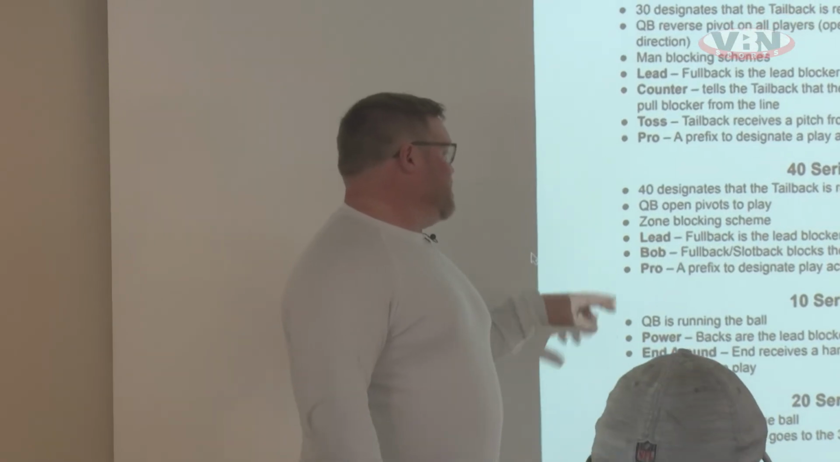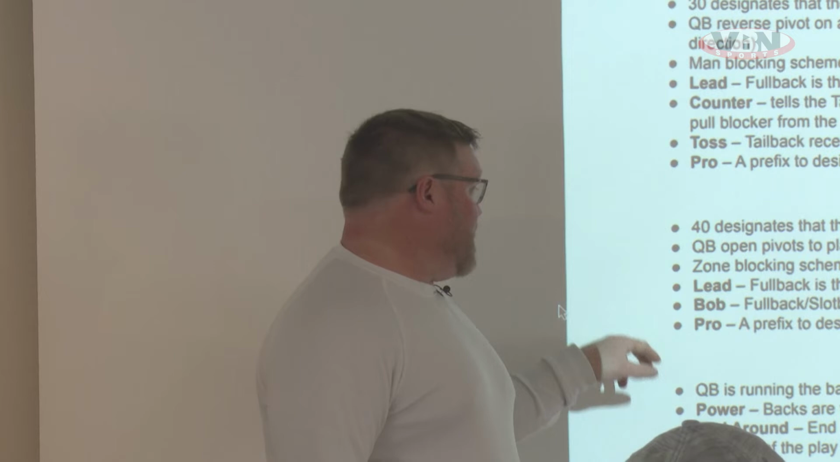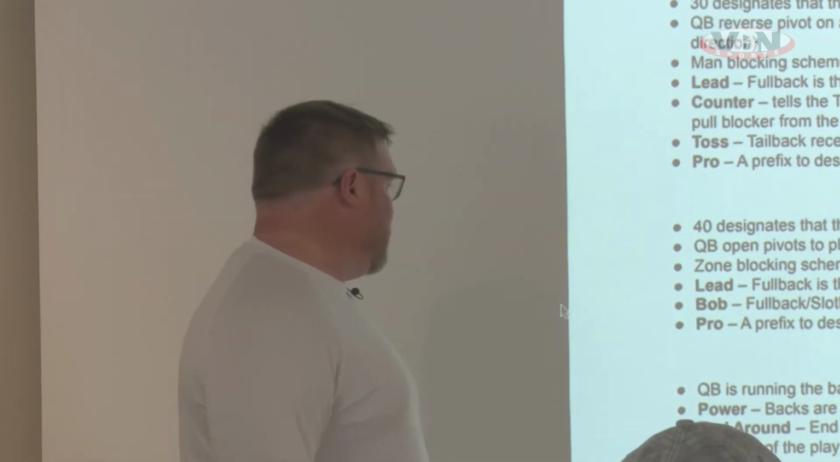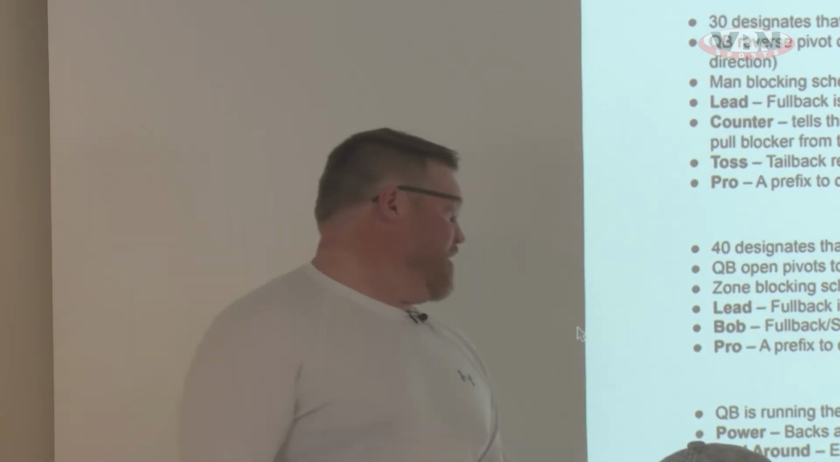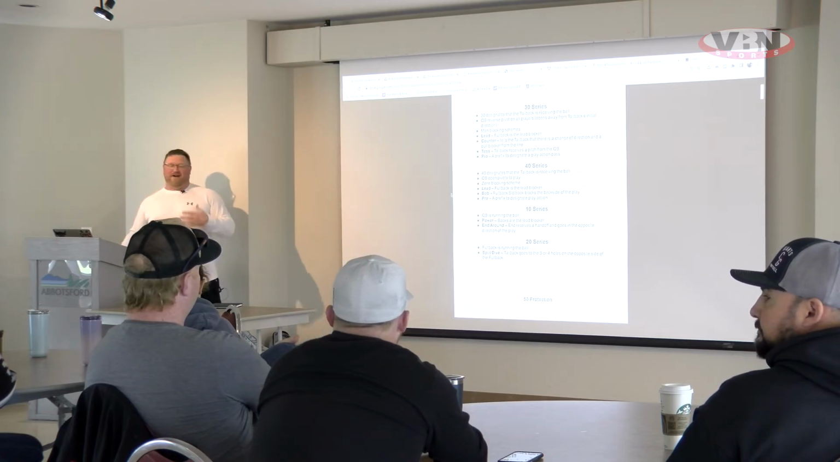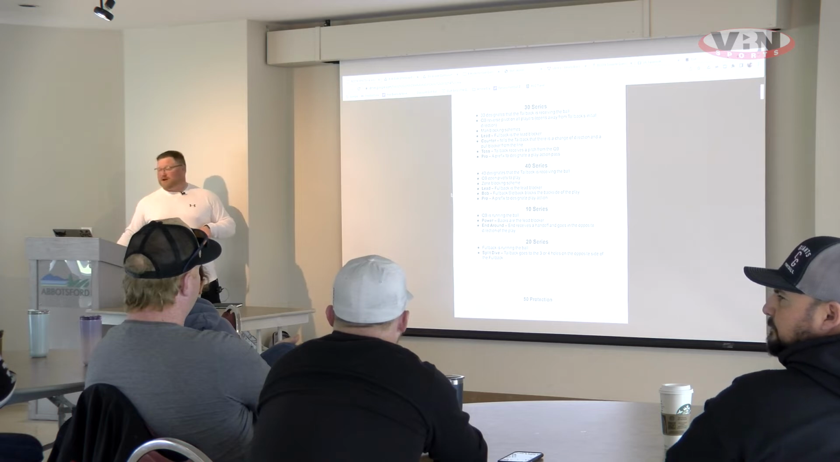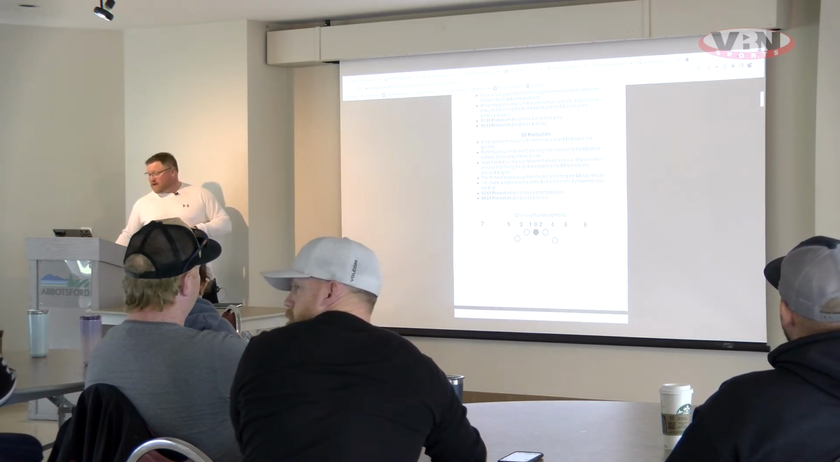Again, lead: the fullback's the lead blocker. Bob: fullback or slot back blocks on the backside. Pro is a prefix to designate play action. 10 series, the quarterback's the ball carrier; 20 series, the fullback's running the ball. So that's the way we did it, to keep it simple. By no means is this the way you have to do it. I've changed, I kind of like named concepts now rather than this stuff.